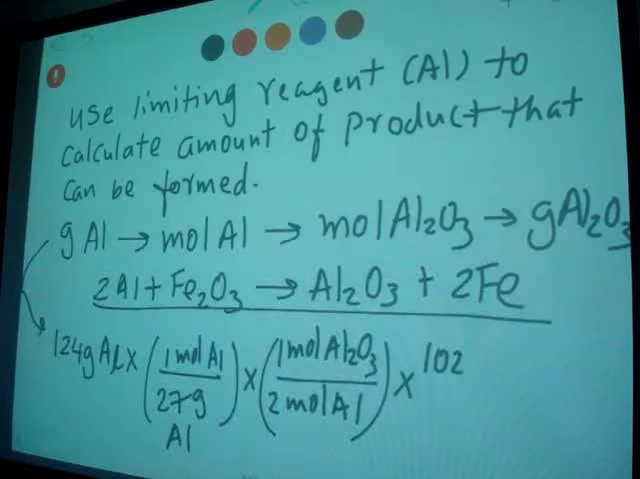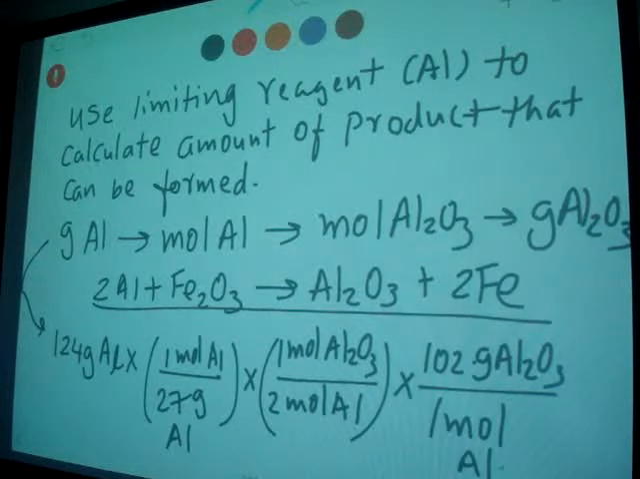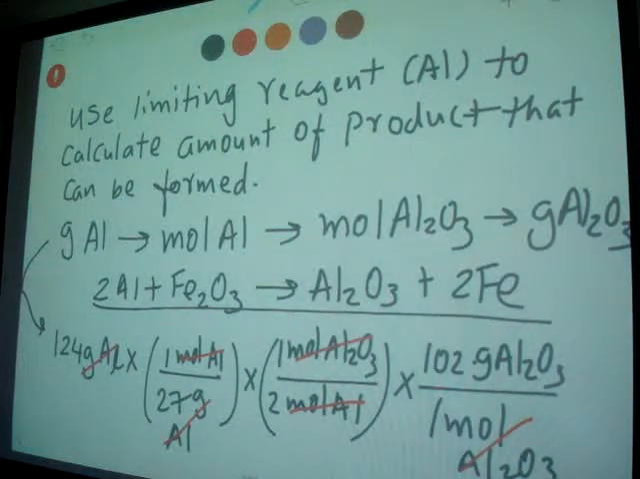Multiply by 102 grams of Al2O3. That's the molar mass of Al2O3, which is 1 mole of Al2O3. So when you check that, grams of aluminum, we convert to moles of aluminum. Using the mole ratio, you come up with moles of Al2O3 and moles to grams of Al2O3. When you calculate, you get 234 grams of Al2O3 produced. So based on the limiting reagent, you can find out the amount of Al2O3 you can produce.